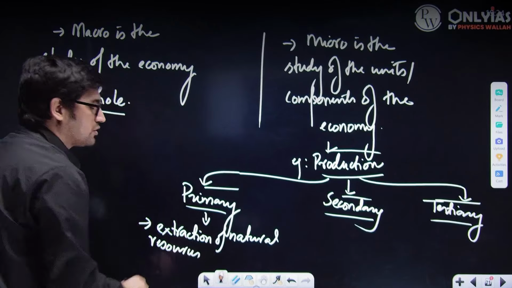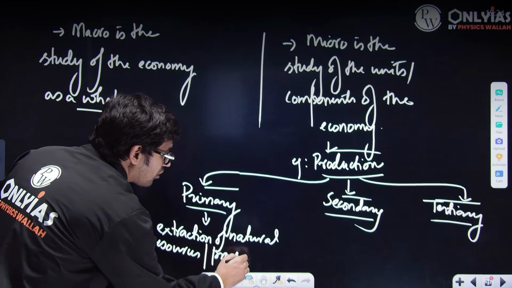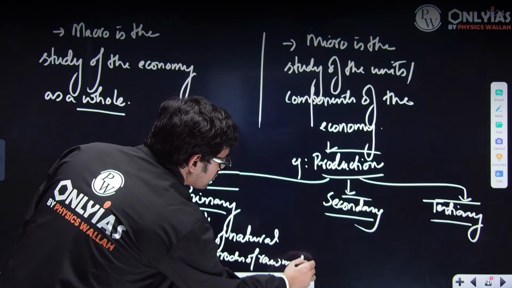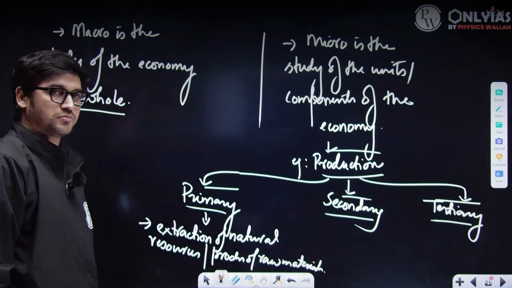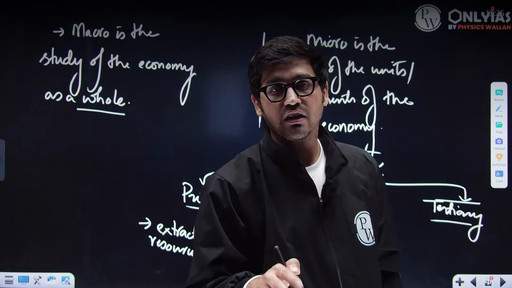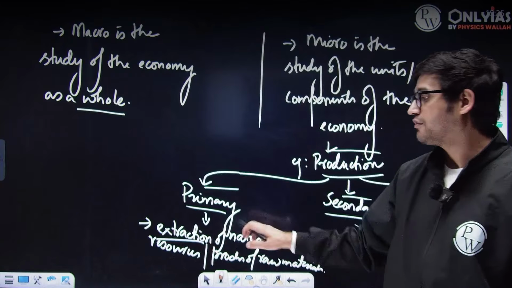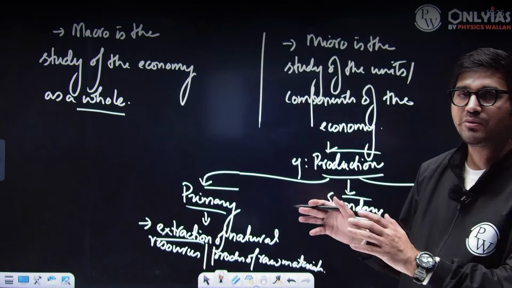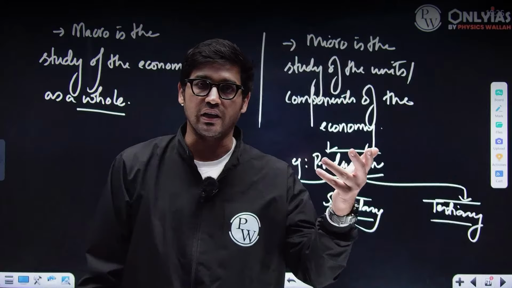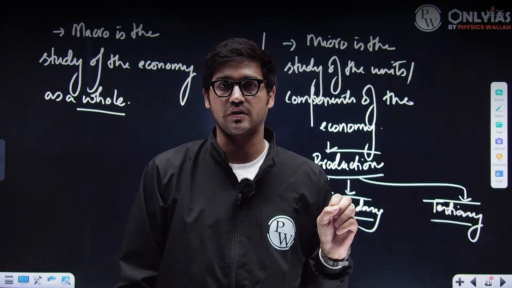or it deals in the production of raw materials. The primary sector of the economy is concerned with two things: either the extraction of natural resources, that means there are some resources which we don't produce but are produced naturally. We just have to go and extract those resources.